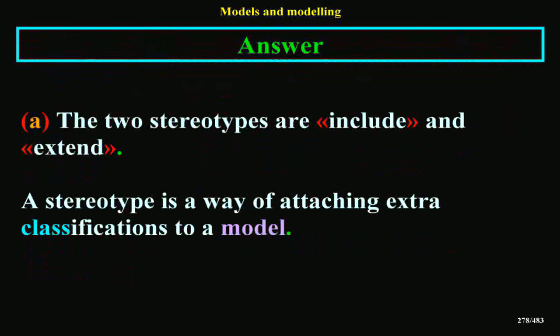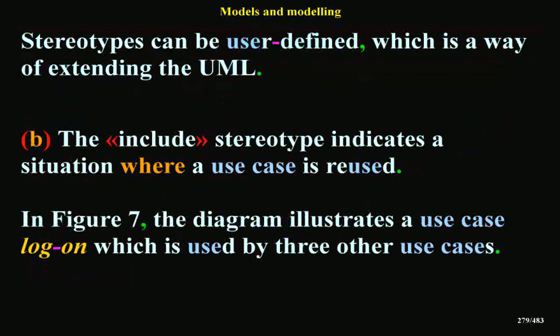Answer. A. The two stereotypes are include and extend. A stereotype is a way of attaching extra classifications to a model. Stereotypes can be user-defined, which is a way of extending the UML. B. The include stereotype indicates a situation where a use case is reused.